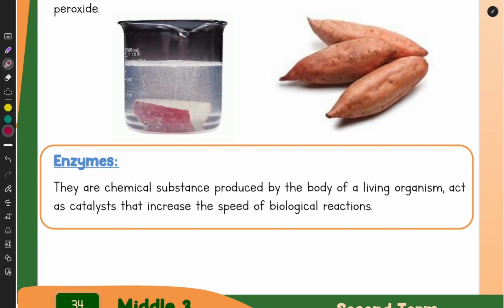The definition of enzyme: enzymes are chemical substances produced by the body of a living organism that act as a catalyst. Of course, it's a positive catalyst. We have no enzyme that slows down the chemical reaction; they only increase the speed of biological reactions. This is the definition of enzyme.